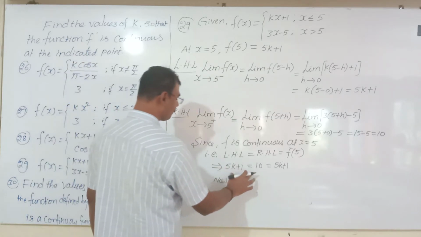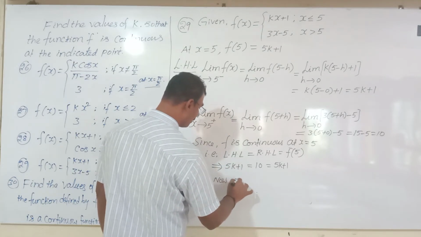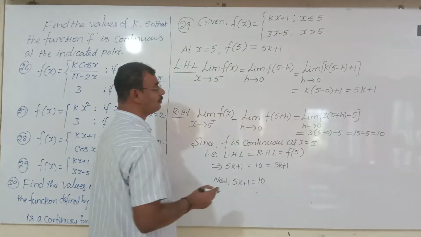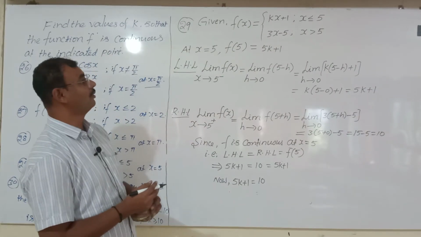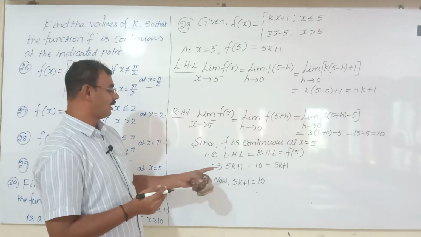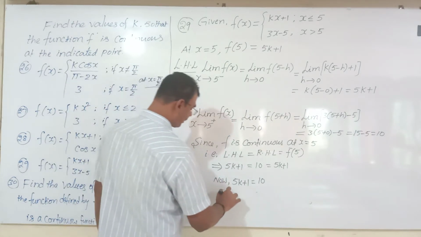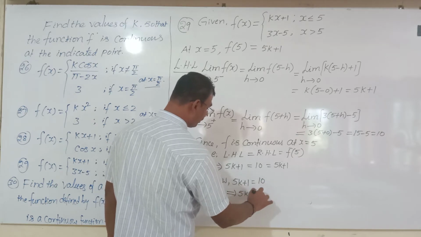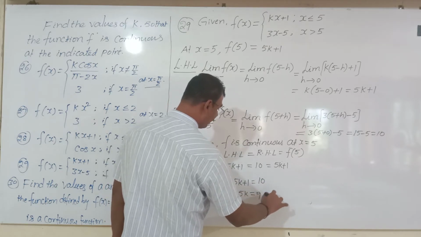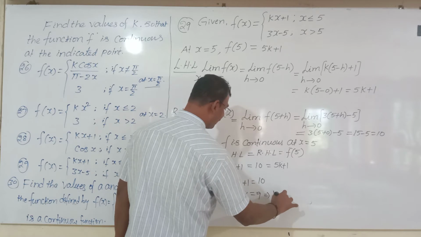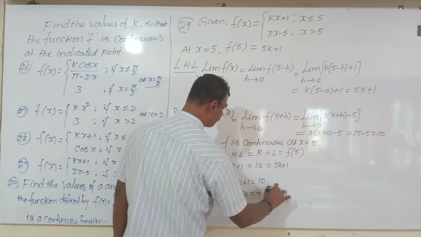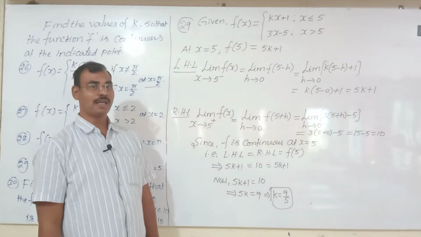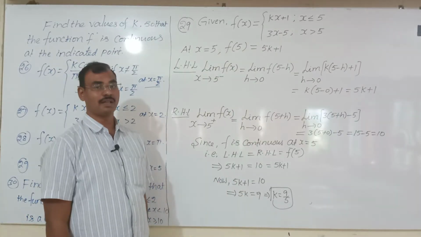Now I have to use the first two terms. 5k plus 1 is equal to 10. From this, 5k is equal to 10 minus 1, which is 9, or else k is equal to 9 upon 5. It will be 9 by 5. 9 divided by 5 is our required answer.